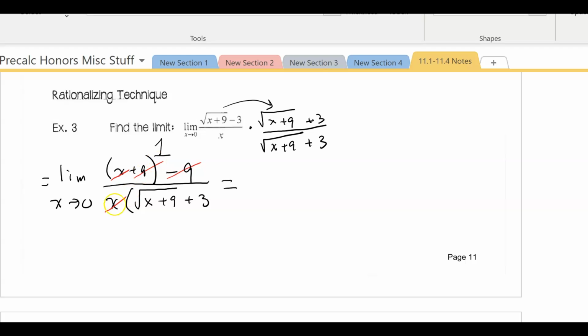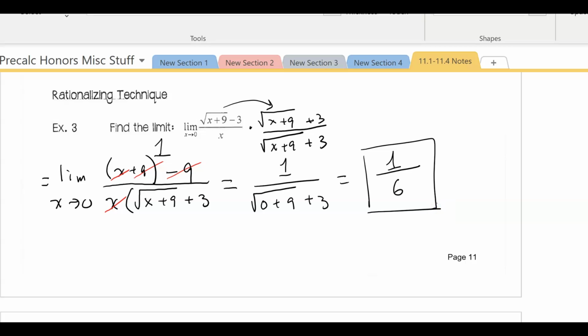And now that the x is gone from the denominator, I can use direct substitution, so I'm going to have 1 over the square root of 0 plus 9, plus 3, which is 1 over, so the square root of 9 is 3, plus 3 is 6, so 1/6.